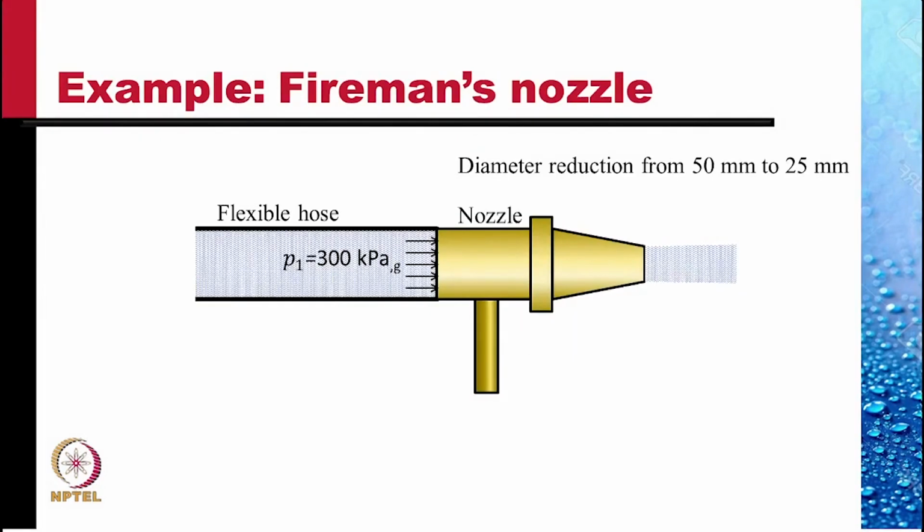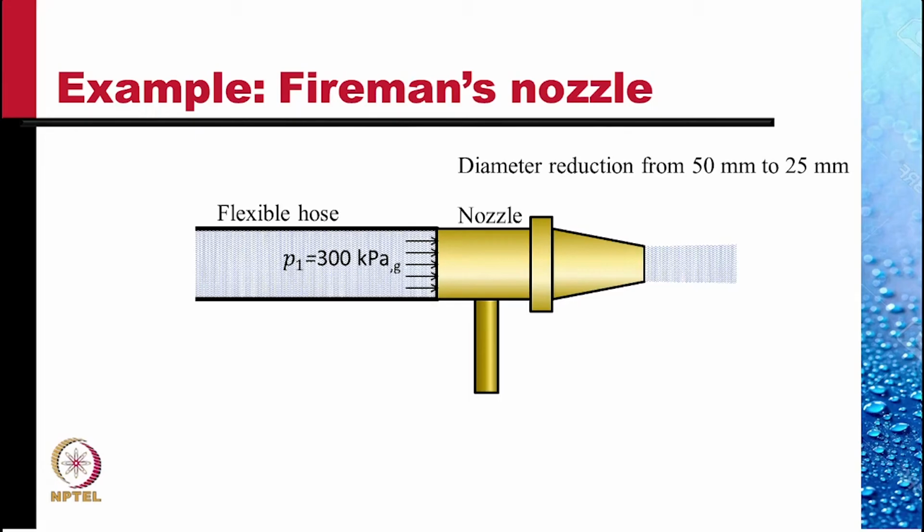Let's do a few examples. This example here is of a fireman's nozzle. In a flexible hose, the water is coming in. At the nozzle inlet, the pressure is 300 kilopascal gauge. The nozzle reduces the flow diameter from 50 millimeter to 25 millimeter as shown.